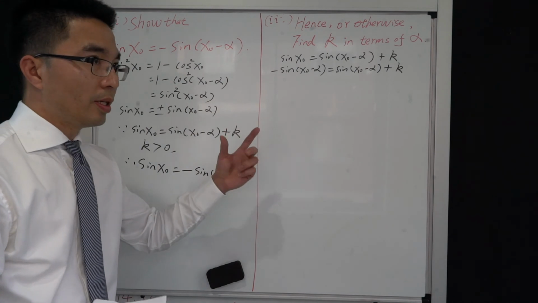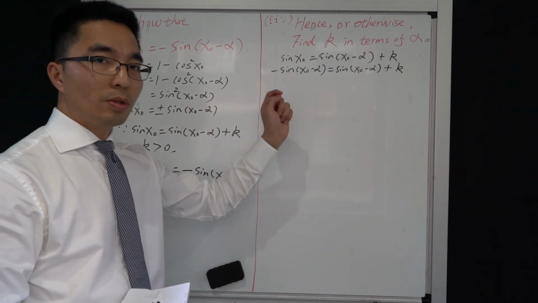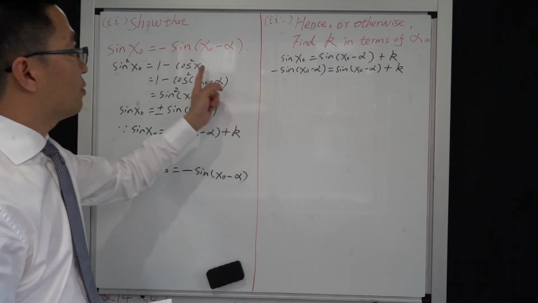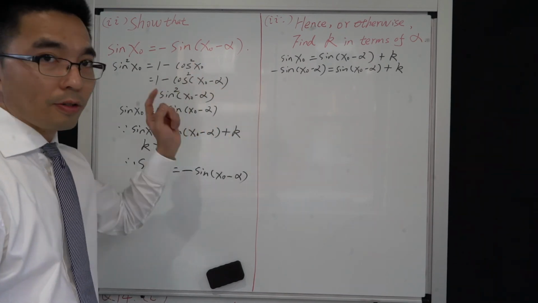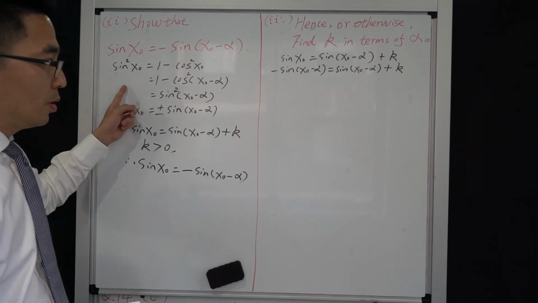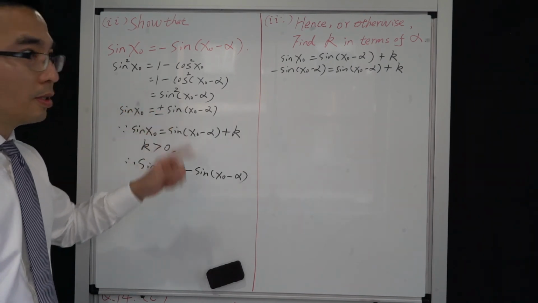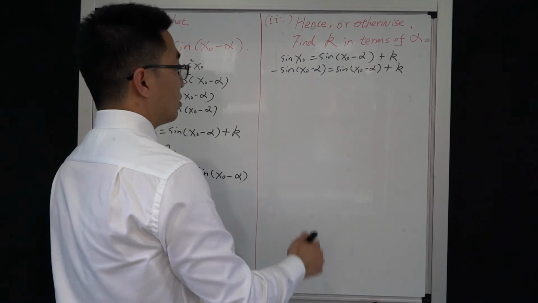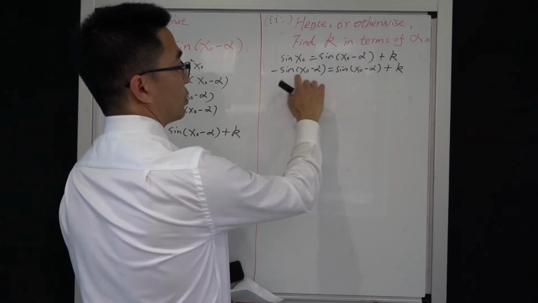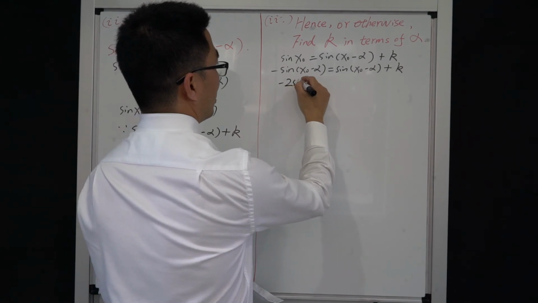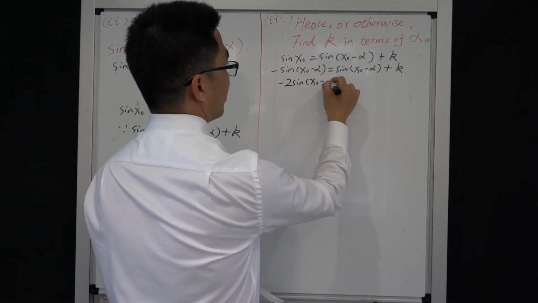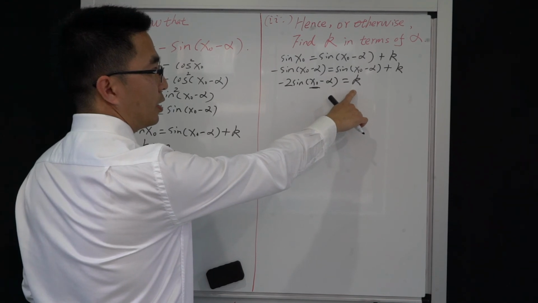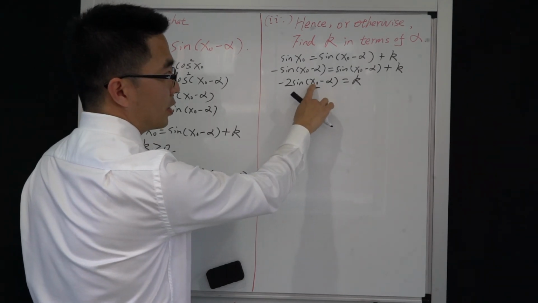Usually with this kind of question, within a big question, you have to think how to use the result from the previous part. For example, in the third part we may use the result from the second part and the first part. In the second part, we try to think about how to use the result of the first part. So here we are using the result of the second part. We can combine these two, bringing this one to the other side, so we have negative 2 sine (x0 minus alpha) equal to k. So here is the function for k in terms of alpha, but we have an x0 over here.